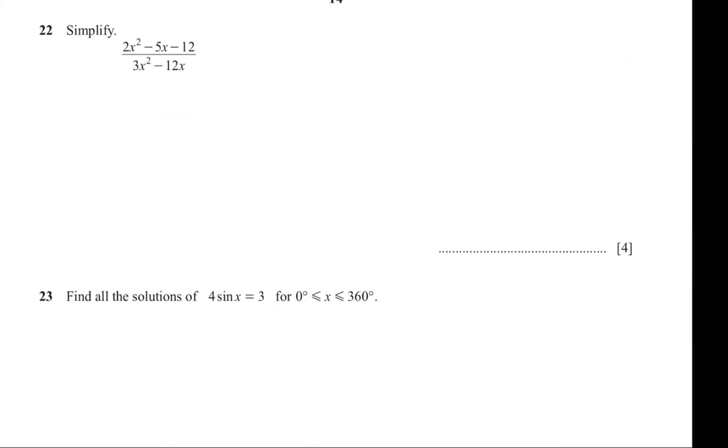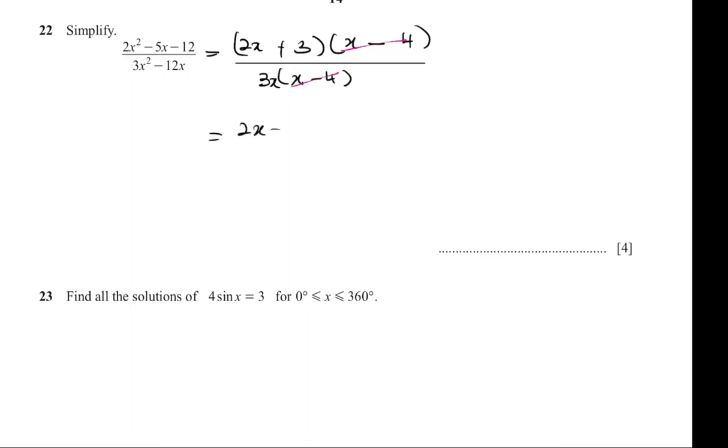Simplify this one here. So let's look at the first one. We're going to get 2x, 4, 3, 4 times 2, 8 minus 3, 4, negative 4, negative 8 plus 3. Okay, great. And then 3x squared, we're going to take out 3x, and we're going to get x minus 4. So you can simplify this bit. 2x plus 3 over 3x.